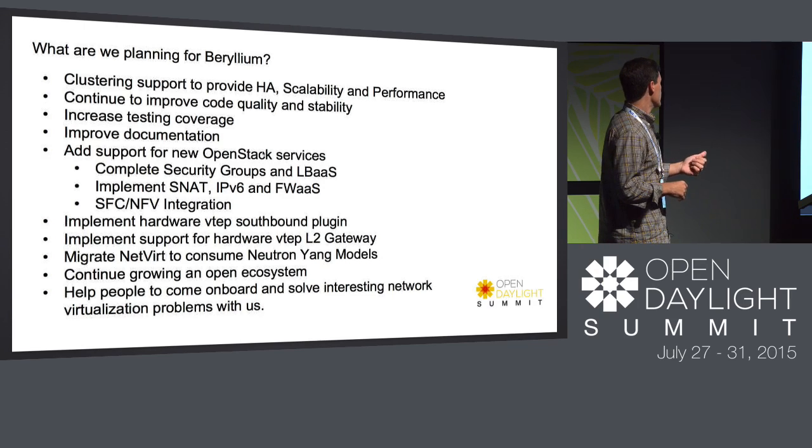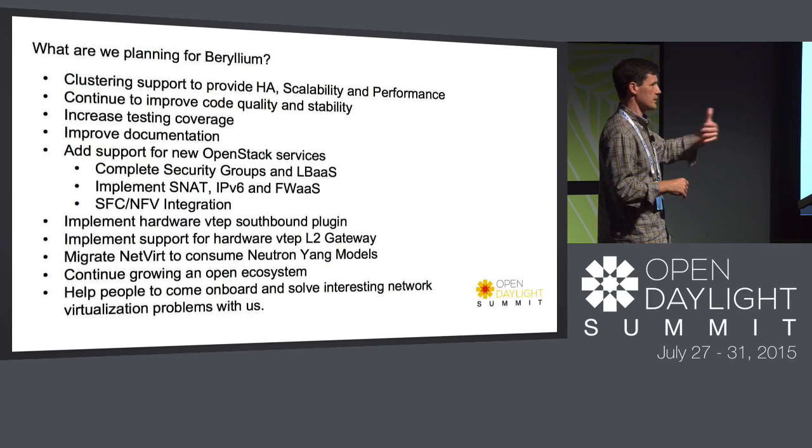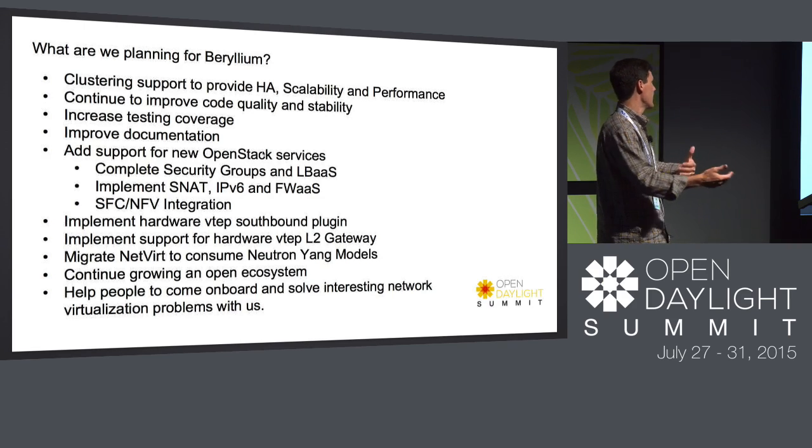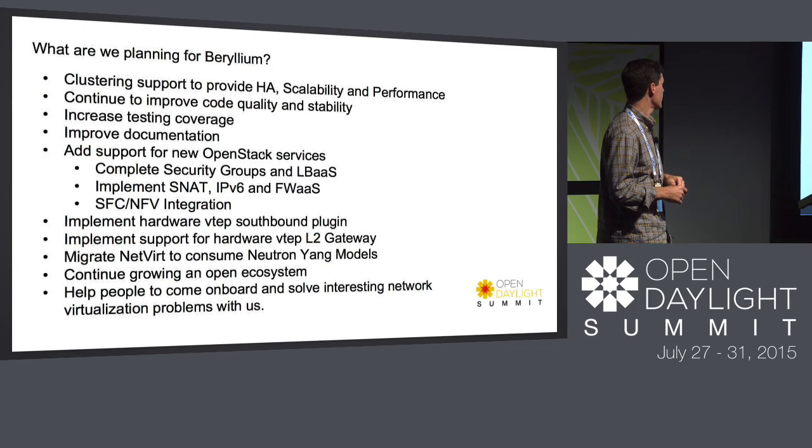First one, though, the important one, I think everybody's moving towards: HA, scalability, clustering, performance improvements. As a first step, moving towards MD-SAL gets you part of clustering. We've got to move the NetVirt northbound, where now we're reading from Neutron. We need to move that towards an MD-SAL based one to get that further along. Code quality, stability, of course, testing coverage, documentation could be better.